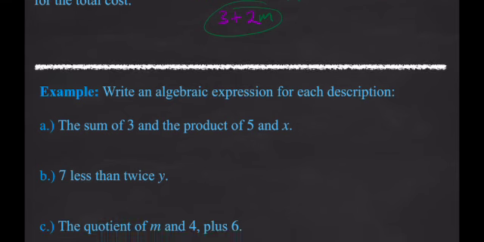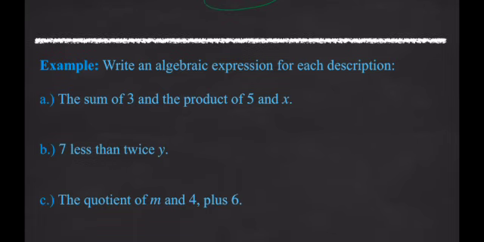Moving on, we have: write an algebraic expression for each description. By the way, whenever you're doing this, there is a helpful handout on the website. You may want to take a look at it because it takes the words and gives you an example for those words and also shows you what it means in an algebraic way. So you will want to look at the helpful handout on the website to help you understand what some of these words mean.